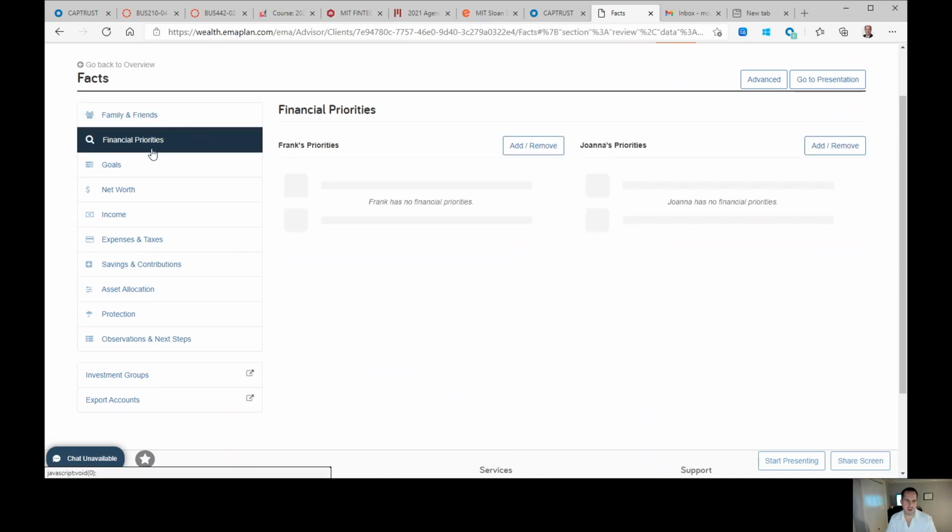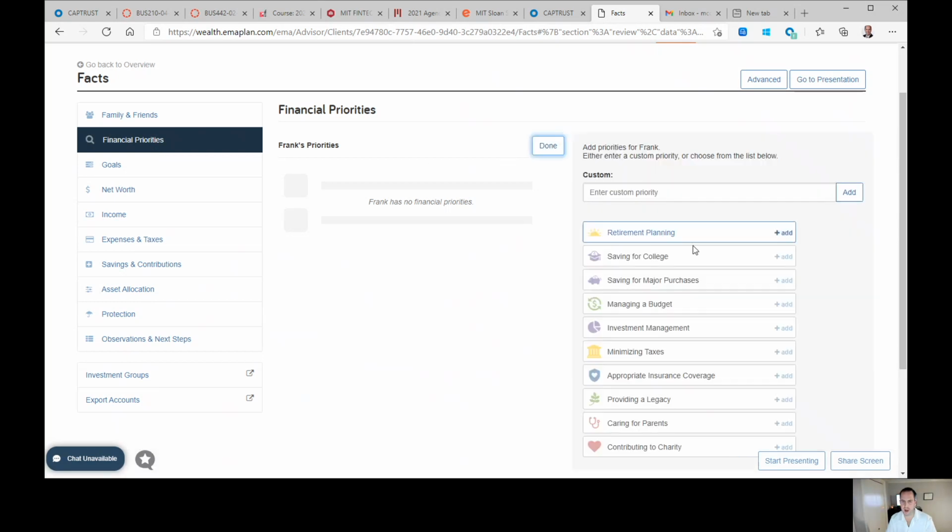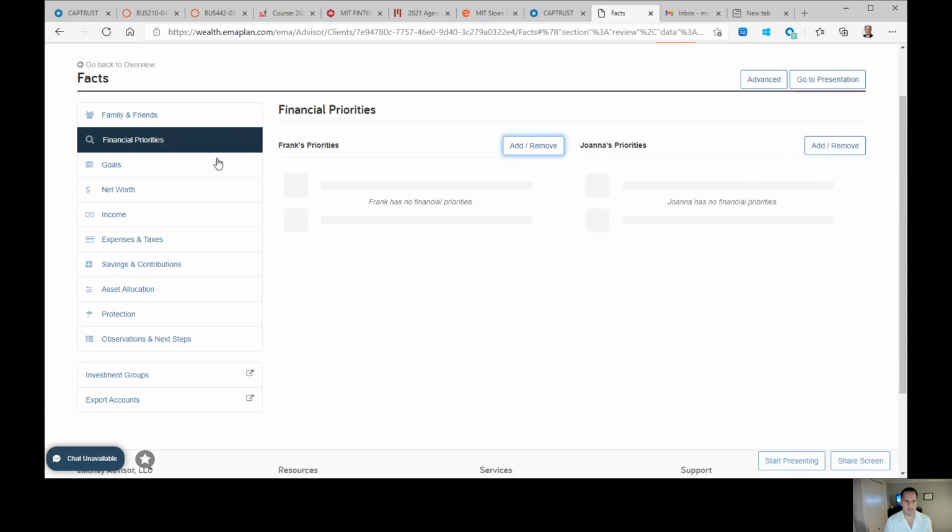Next, financial priorities. I find this tab to be useless. It's really for adding quick notes like what are their priorities, retirement planning, saving for college, some of the stuff, minimizing taxes. I mean, that's a priority for everyone. Why even list it, right? But there are some things you might want to make note here, just a useful note tool, right?